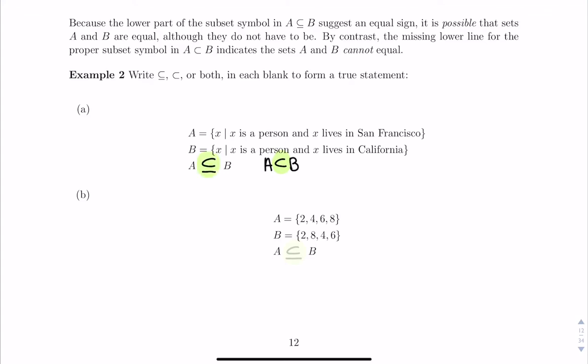What about for 2, 4, 6, 8 and 2, 8, 4, 6? Now these are the exact same set, so we are only allowed to use the subset notation, not the proper subset.